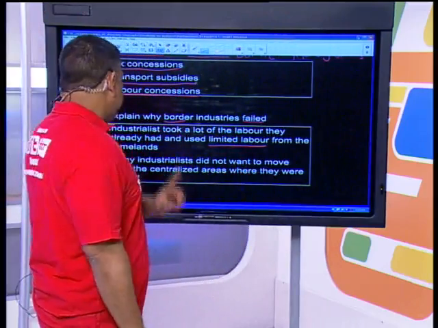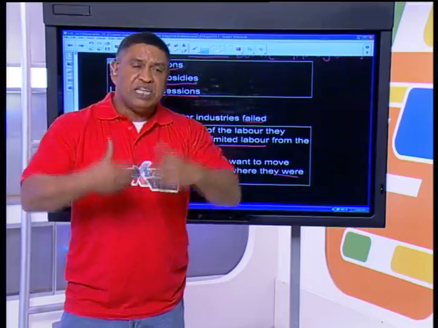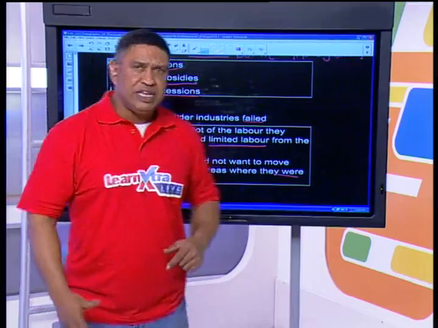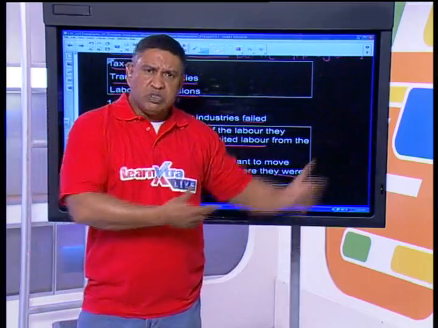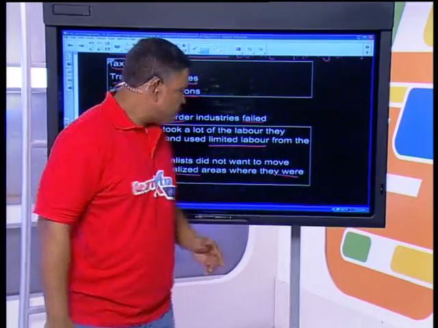Secondly, many industrialists did not want to move. They were settled in the areas. They were making their money. So they didn't want to move from the centralized areas where they were settled. Why should we move? We're making enough. So these were issues that limited the movement and did not make these border industries very successful. And as soon as the post-apartheid era came in, this sort of system was thrown out.